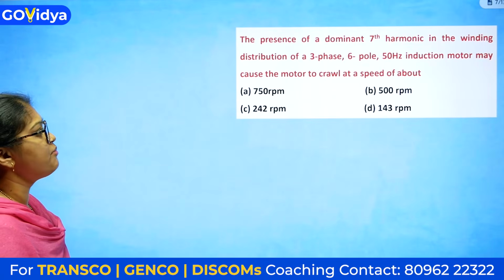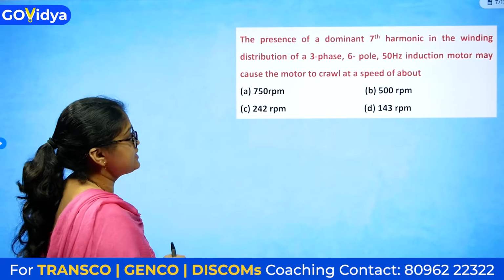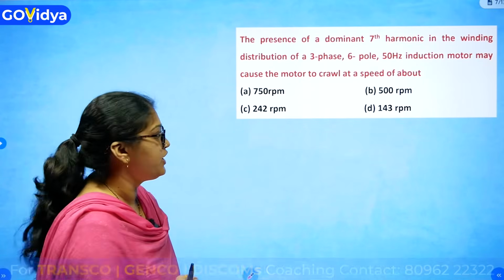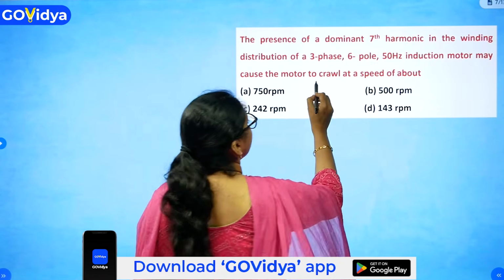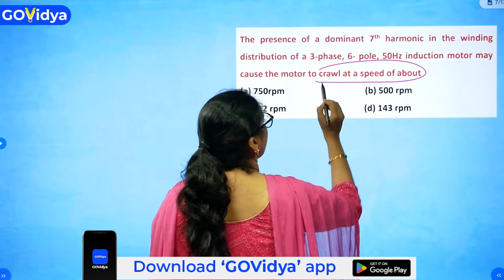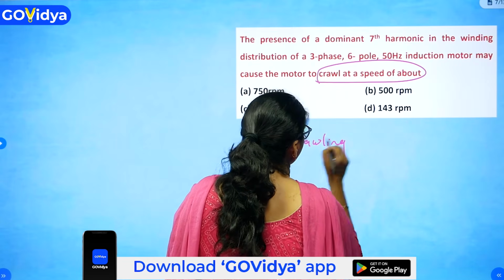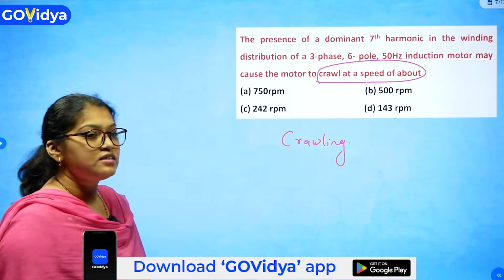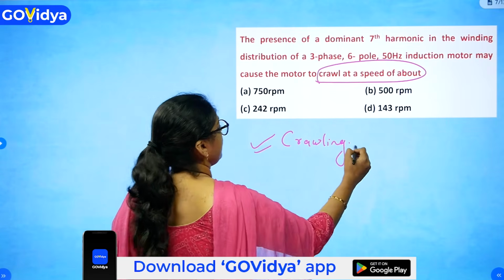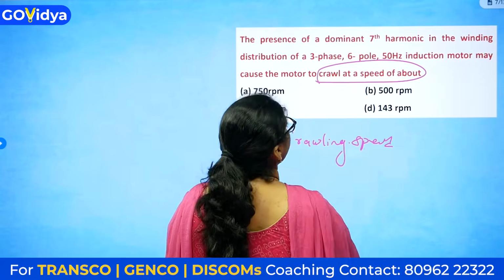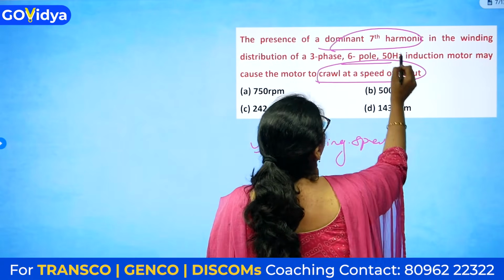The presence of dominant seventh harmonic in the winding distribution of a three-phase 6-pole 50 Hz induction motor may cause the motor to crawl at a speed of. So we have to find the crawling speed. So understanding the question is very important here. So the given data is, it's a dominant 7th harmonic and it has 6 pole 50 Hz.